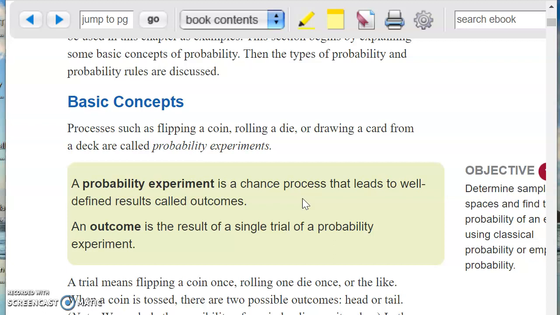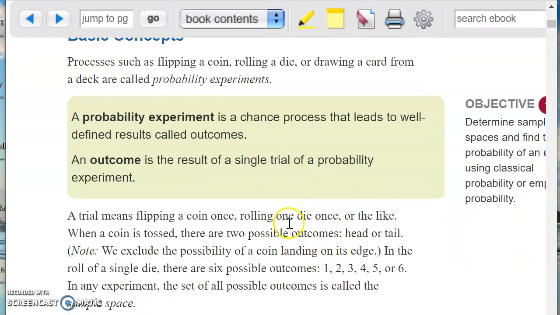An outcome is a result of a single trial of a probability experiment. Now that word single is important. An outcome is the result of a single trial. So if I toss the die one time, that is an outcome. If I flip a coin one time, that is an outcome. It's a single trial of this experiment. Okay, so I'll let you read this.